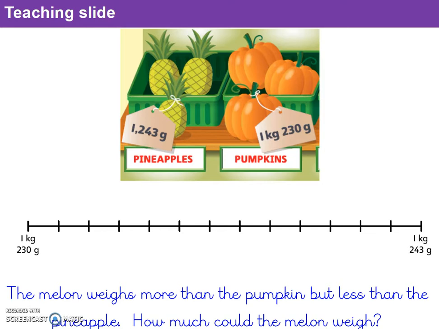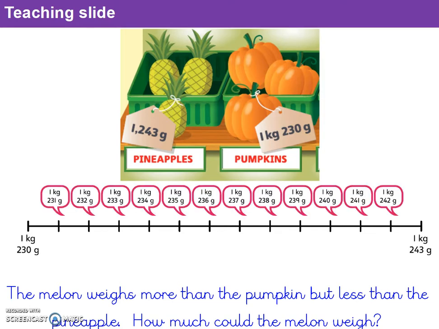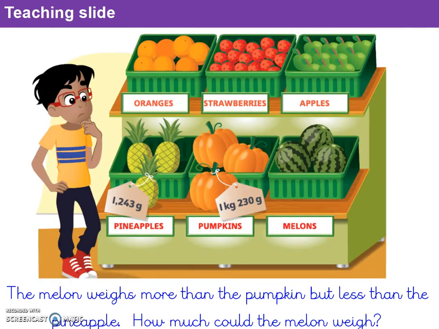So we now know that the melon must weigh between these amounts. It must be more than 1 kilogram and 230 grams, but less than 1 kilogram and 243 grams. Meaning that the answer will be any of the masses that we can see in the red bubbles. So anything from 1 kilogram and 231 grams all the way through to 1 kilogram and 242 grams. So which mass did you choose? Or could it be the lightest the melon could weigh? And what could be the heaviest the melon could weigh?